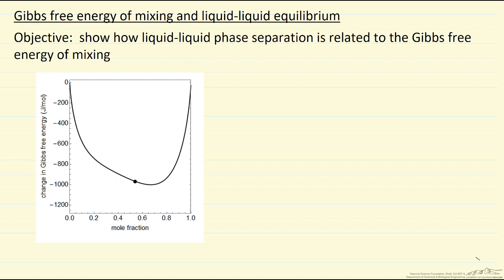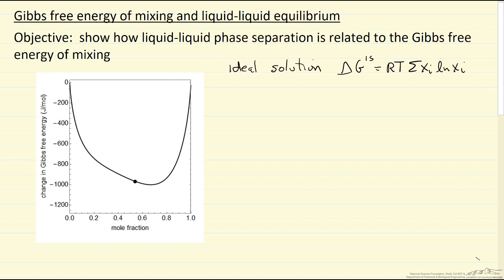This figure plots the change in Gibbs free energy versus mole fraction for a non-ideal solution. When we mix two liquids together, the Gibbs free energy decreases. If it were an ideal solution, the kind of solution that we use in Raoult's law, the change in Gibbs free energy is the sum of mole fractions times log of mole fractions.